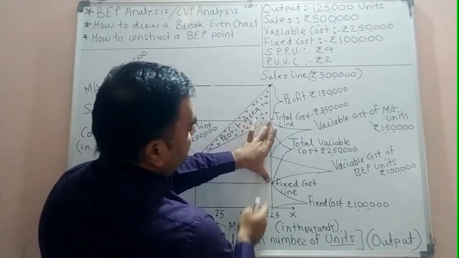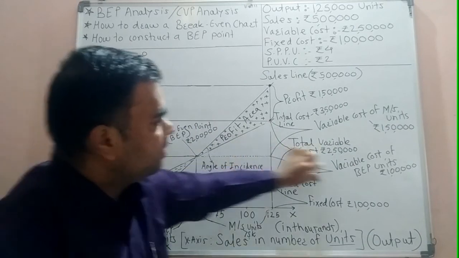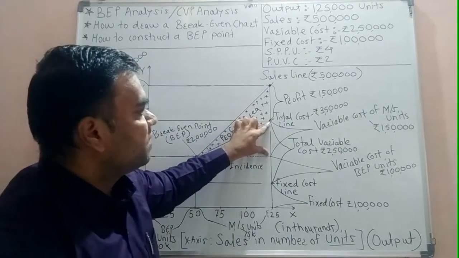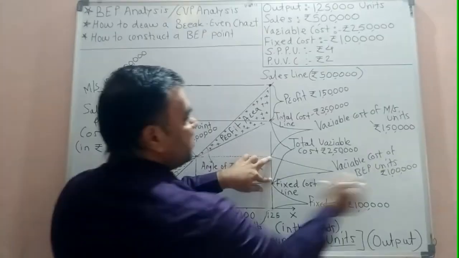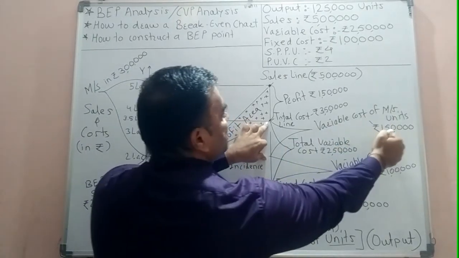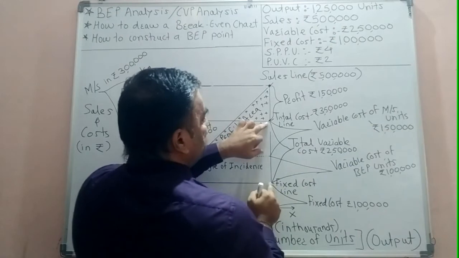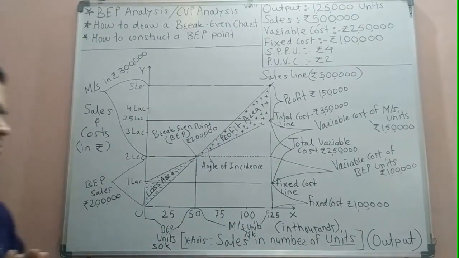This is your total variable cost, and this is the variable cost of BP units, and this is the variable cost of margin of safety units. Variable cost of BP units 1 lakh plus variable cost of margin of safety units 1 lakh 50,000, total 2 lakh 50,000 is your total variable cost.